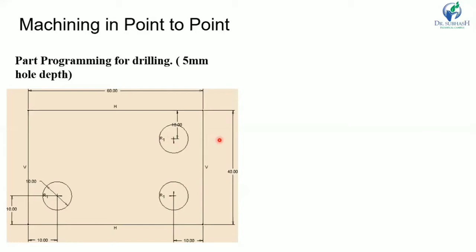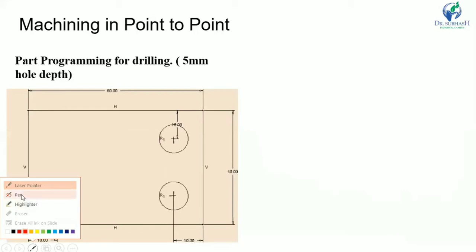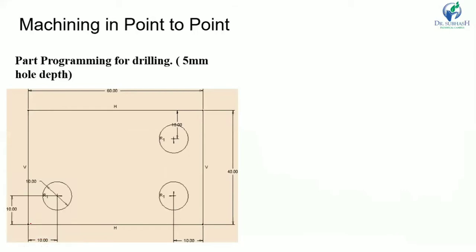Now we have to drill a 5 mm hole depth. The depth of the hole is 5 mm, and Z is 0 at the surface of the workpiece. At the surface of the workpiece, the Z coordinate is 0, and the cutting tool is positioned above the workpiece surface. The cutting tool is at the workpiece surface here.